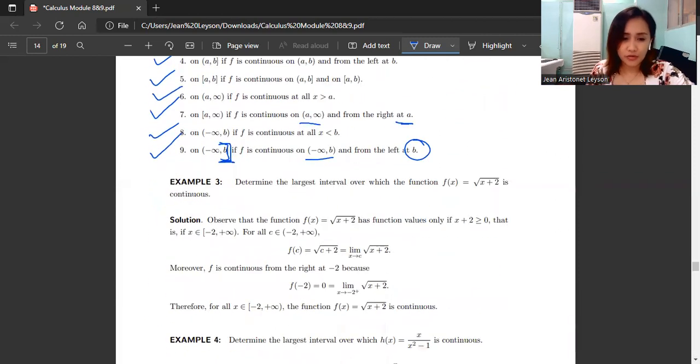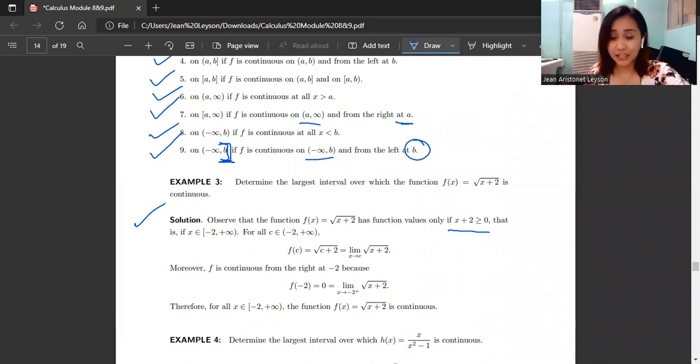So we have example 3. Determine the largest interval over which the function f of x is equal to the square root of x plus 2 is continuous. So for our solution, observe that the function f of x is equal to the square root of x plus 2 has function values only if x plus 2 is greater than or equal to 0.